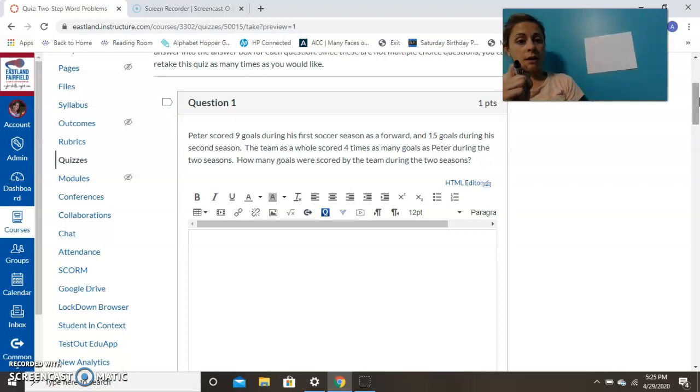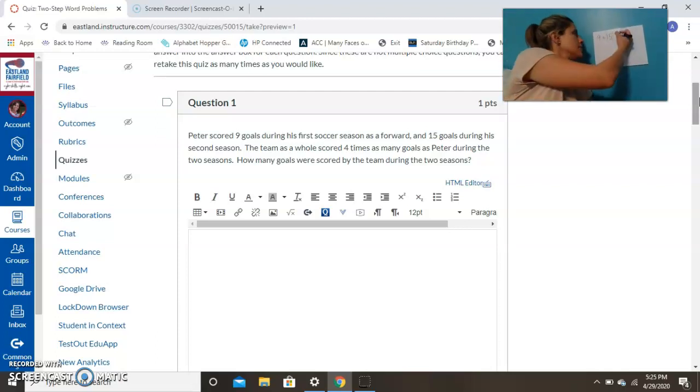I'll do the first one for you. You have to figure out what that second step is, okay? So our ultimate goal is to figure out how many goals the team scored over the course of the 2 seasons. In order to do that, we first have to figure out how many goals Peter scored over the 2 seasons. So he scored 9 in the first, and then he scored 15 in the second. So if we're finding the total number of goals that he scored, that means that we're going to add. Okay, remember, total means add. So we add this together. He scored a total of 24 goals.